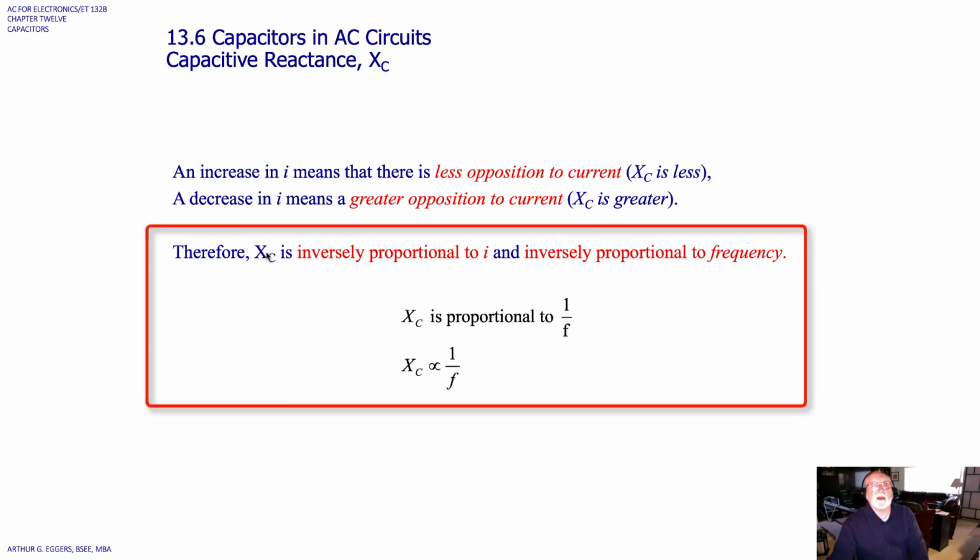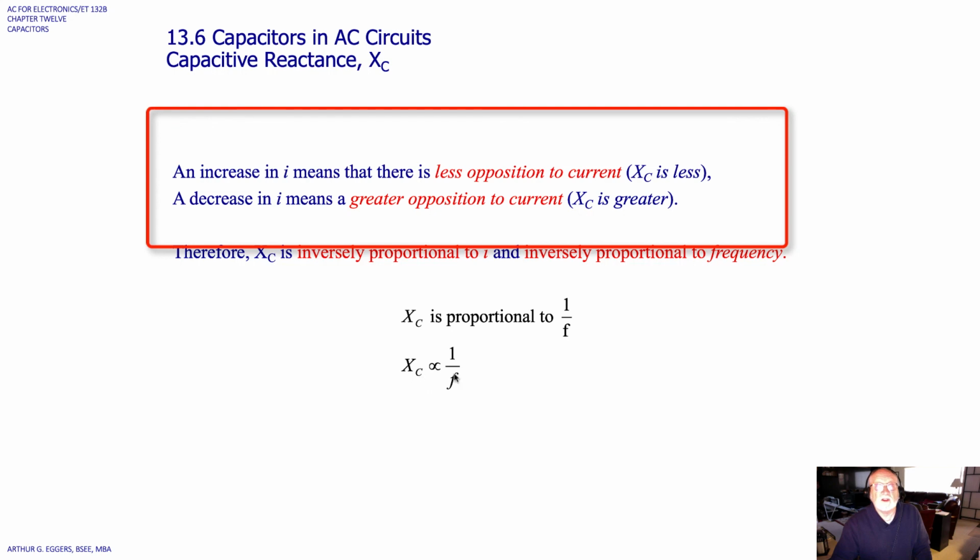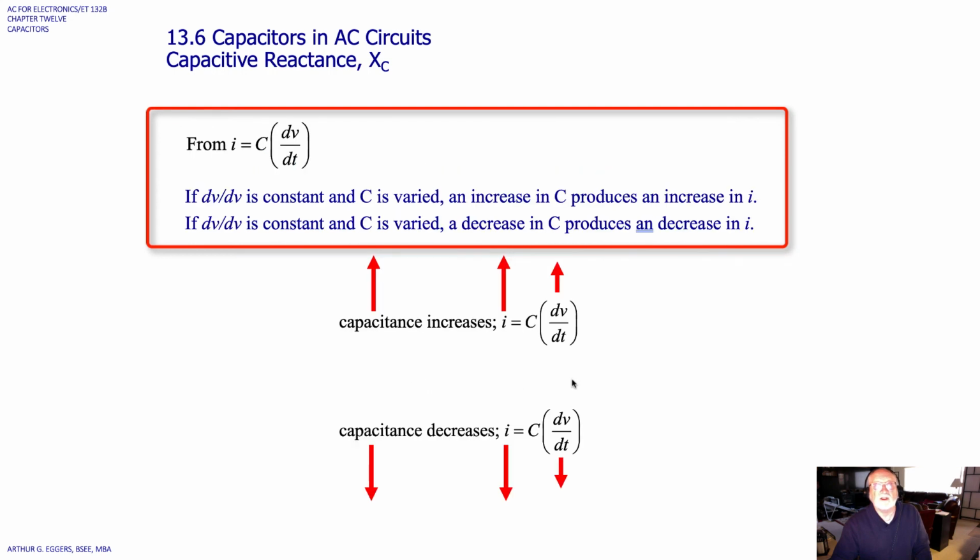Therefore, X sub C, the capacitive reactance, is inversely proportional to the current and inversely proportional to the frequency. This is what comes in our mathematical relationships, understanding what we're looking at mathematically. If something is in the denominator, what we're expressing it as is inversely proportional. There's our little inversely proportional sign. So X sub C has an inverse relationship with frequency. Frequency goes up, X sub C goes down. So there's our quick mathematical definition.